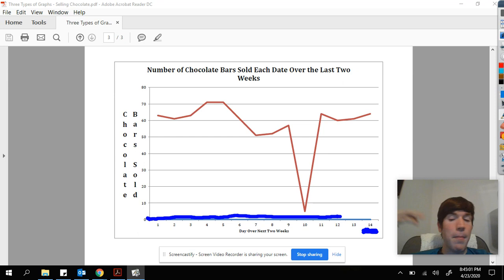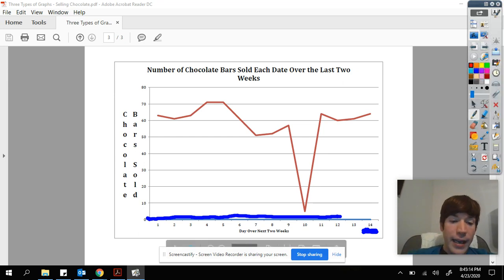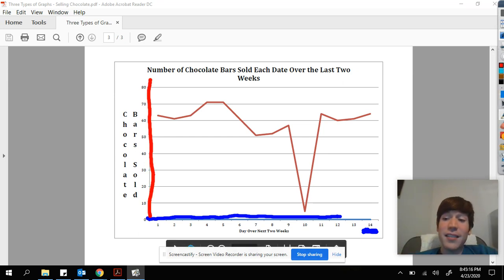So it could be time in minutes, time in hours, time in days, time in weeks, years, centuries, whatever you want it to be. But the x-axis usually measures time. Here it's measuring in days. We also have what we call the y-axis, which is up here. And the y-axis is what we're measuring, which is the number of chocolate bars sold. So we're measuring the number of chocolate bars sold each day.